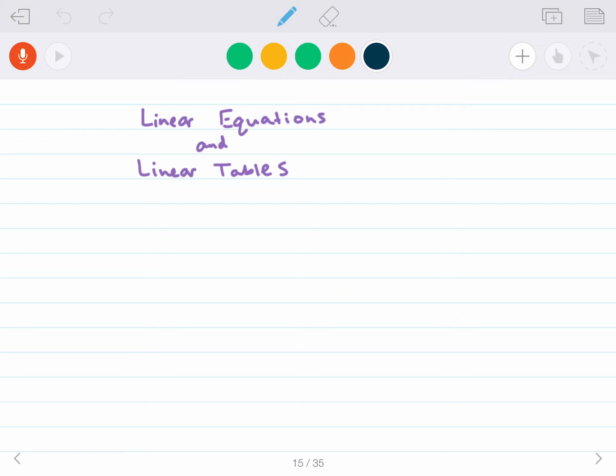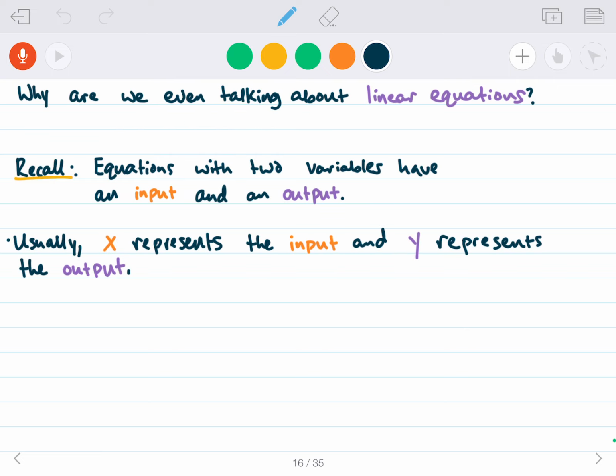Hey guys, in this video we're going to continue our discussion on linear equations. We're going to focus more on tables this time instead of graphs, but we're going to look at the connection between the three of these things: linear equations, linear tables, and linear graphs. And linear, again, just means line. So let's go ahead and get going.